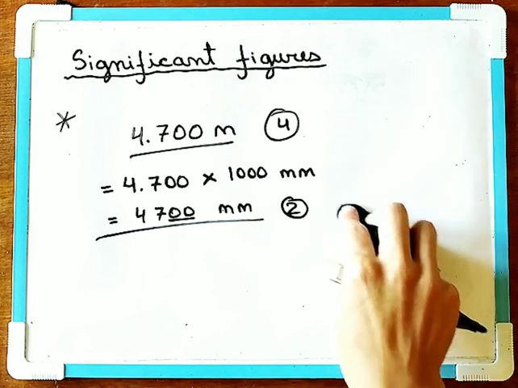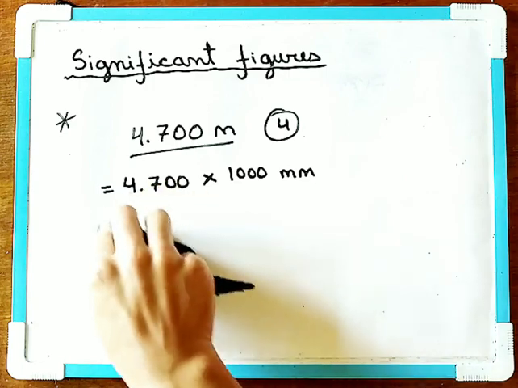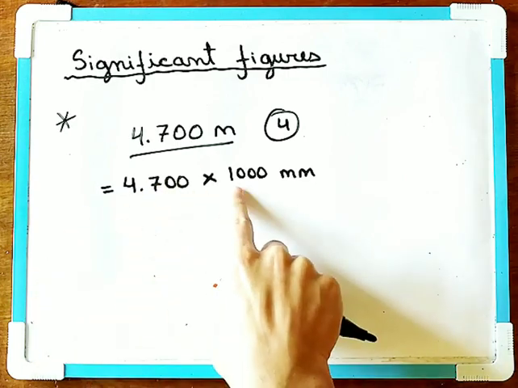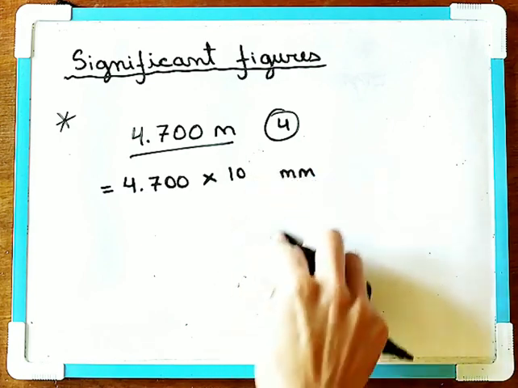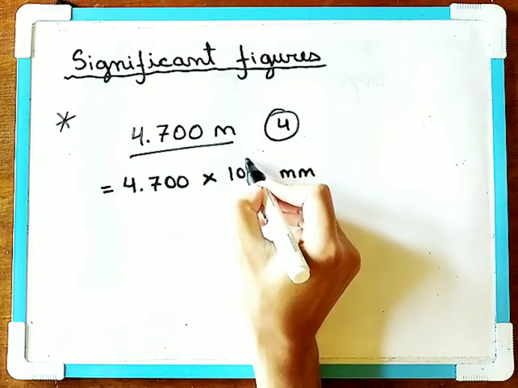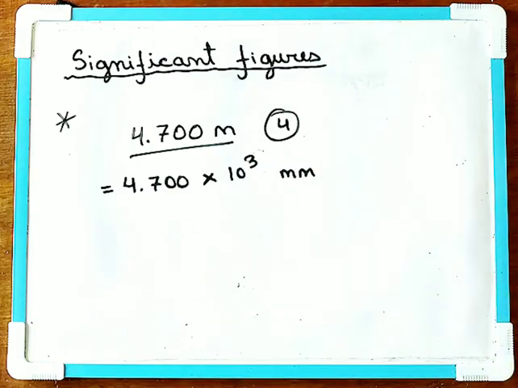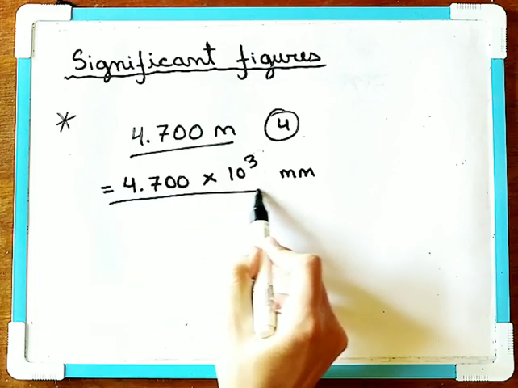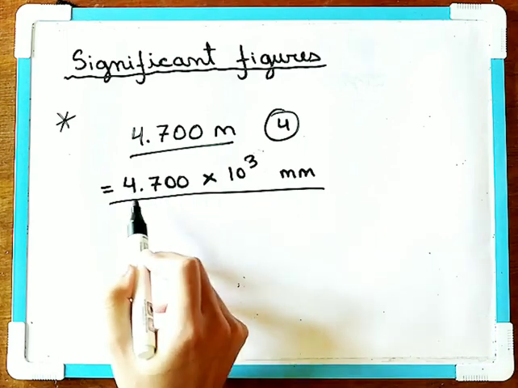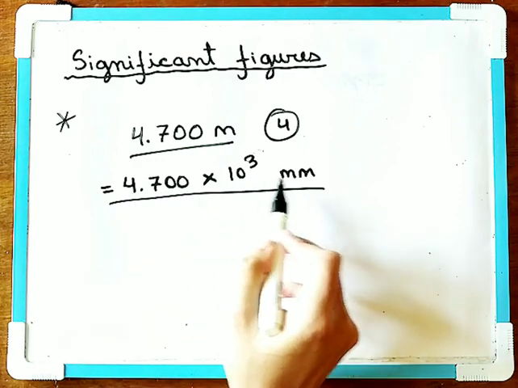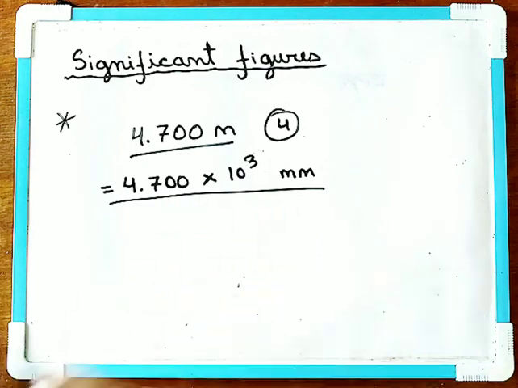Now to convert this one into millimeter, I will not do it in this way. Now this 1000 here is equivalent to 10 to the power 3. If you raise 10 to the power 3, you'll get 1000. So if I express 4.700 meter in this way, 4.700 into 10 to the power 3 millimeter, then this expression is known as a scientific notation.